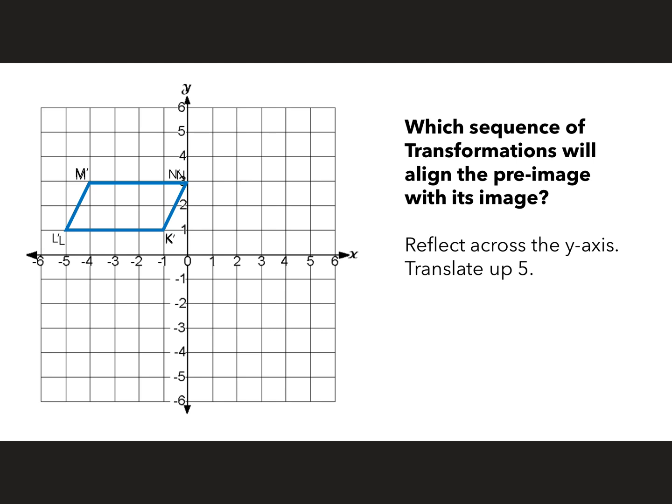All right. So now you've seen that there are lots of different ways to get from the pre-image to the image. You just have to come up with the right one. When you do, remember to be very specific as far as how far you're going when you translate, what you're reflecting over, and how many degrees you are rotating.